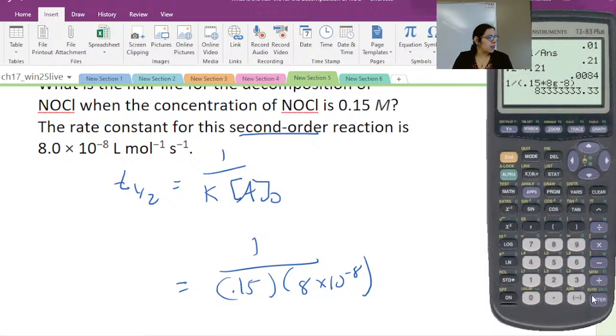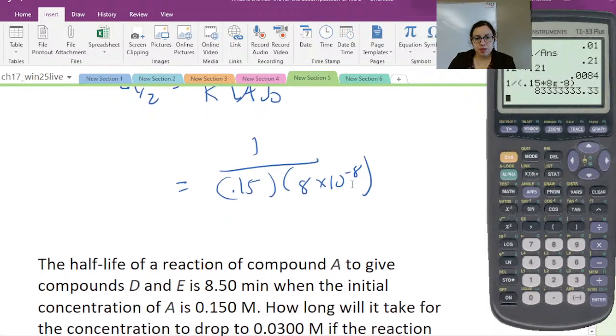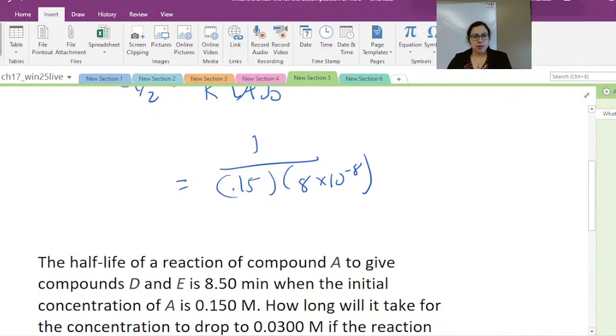So I get that answer. That's because I didn't use parentheses. Oh, okay. So yeah, make sure, right, it's always good to work the problems in class. You don't want to make calculator errors.